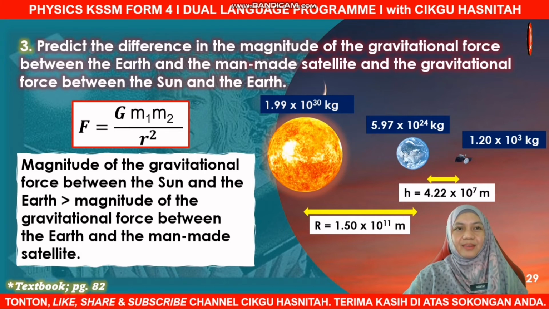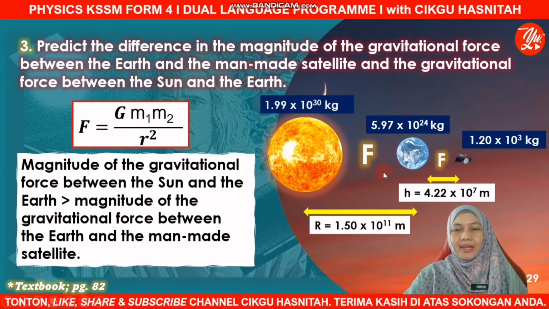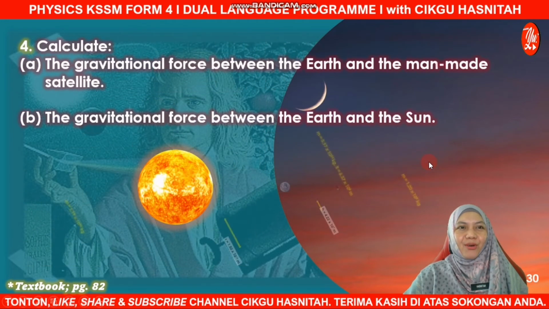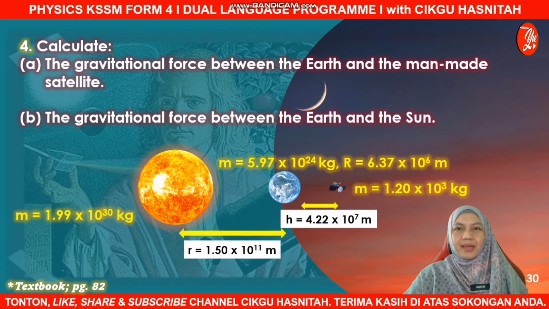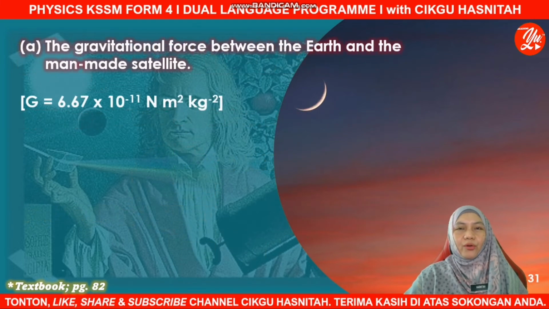Okay, and now let's check on question 4. Before that, it is represented by this symbol. So F between Earth and Sun is greater, we label it with a bigger F, while Earth and satellite, the gravitational force acting is lower. And number 4, you have two questions there, A and B. First, calculate the gravitational force between the Earth and the man-made satellite. Second, find the gravitational force between the Earth and the Sun. Again, you are given all the masses and distances. So how to solve for number 4? We check on A first.